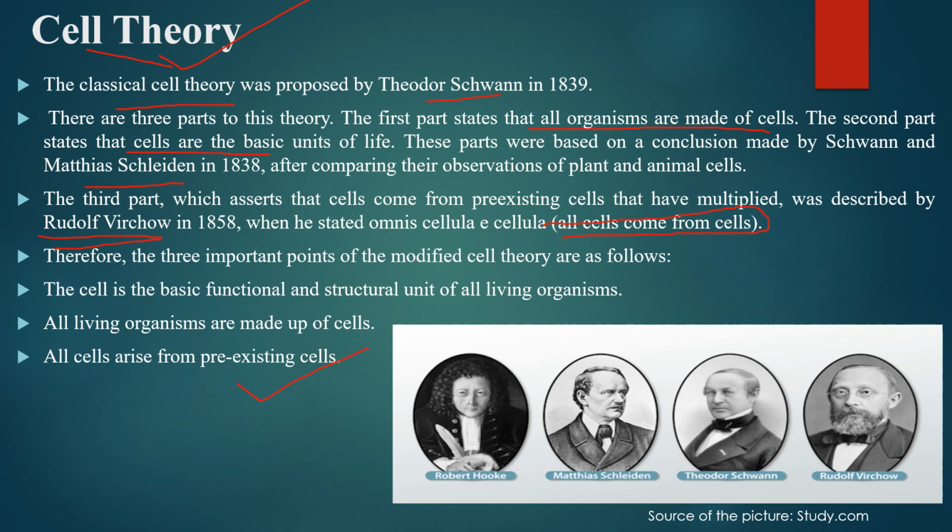So now what are the three points of cell theory which was proposed by these three scientists, Matthias Schleiden, Theodor Schwann, and Rudolf Virchow? They jointly proposed three points of cell theory. And what are those points? The cell is the basic functional and structural unit of all living organisms. All living organisms are made up of cells. All cells arise from pre-existing cells.